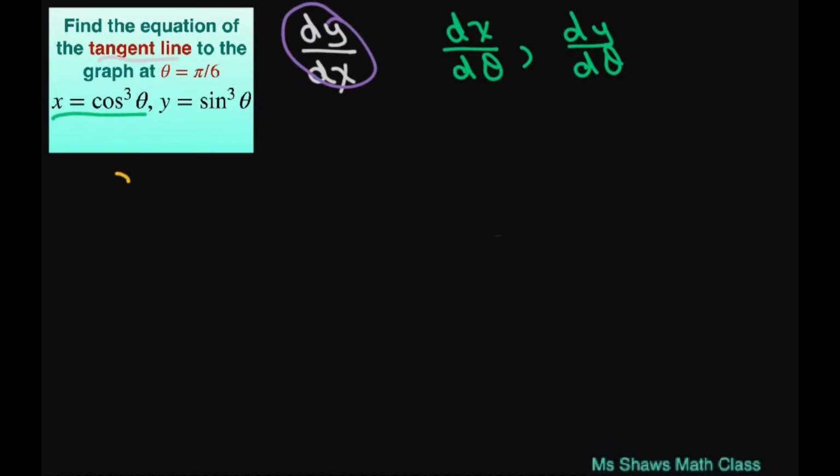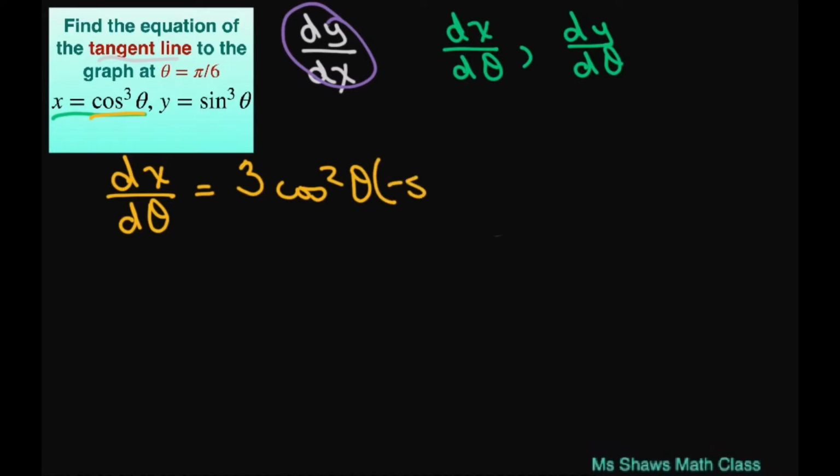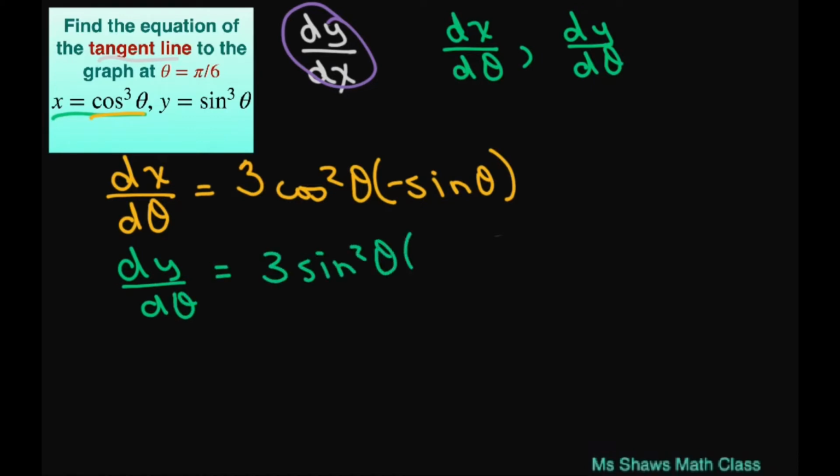First, let's do the x. So we have the derivative of x with respect to theta, and we use the chain rule. So it's going to be 3 cosine squared of theta times the derivative of cosine, which is negative sine of theta. There's that piece. And the derivative of y with respect to theta equals 3 sine squared of theta, and the inner function derivative of sine is cosine.